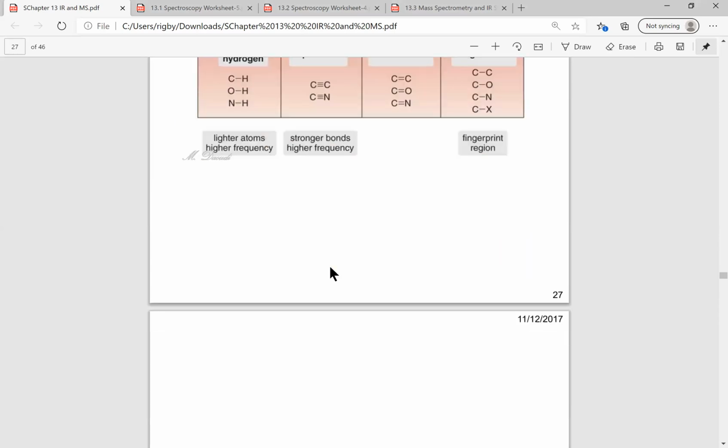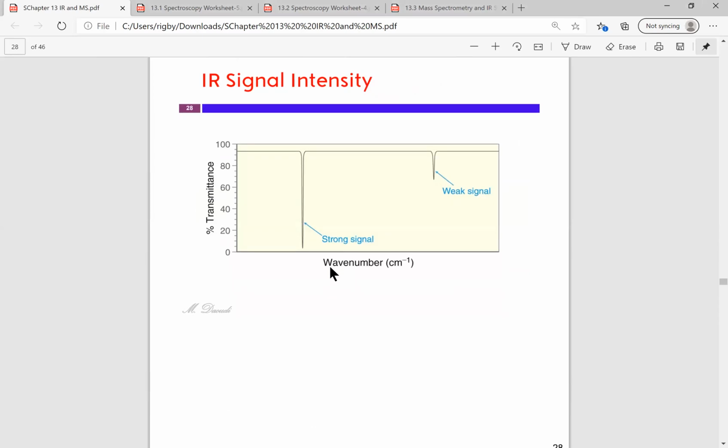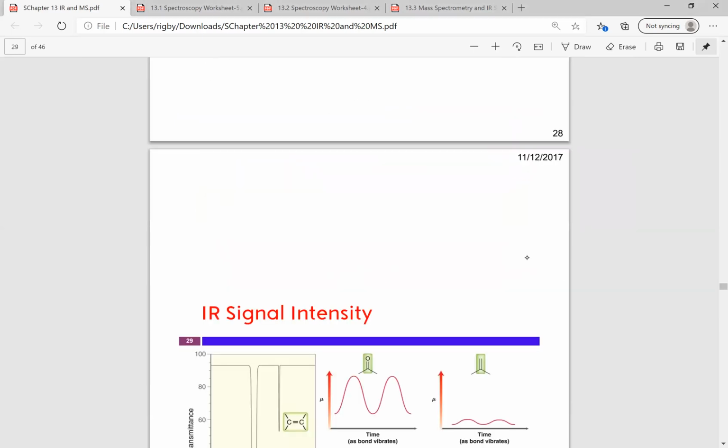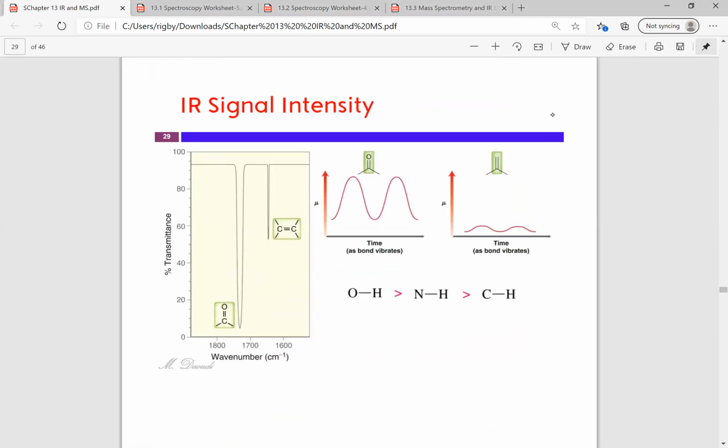Okay? So now let's talk about IR signal intensity. The intensity is basically how far down the signal goes. And the stronger signals are going to be associated with more polar bonds. So we can see here in a C double bond O bond, it's very polar, so it's going to stretch very far down. Whereas in a C double bond C bond, there's almost no poles because they're exactly the same. So the intensity is going to be much less when compared with that C double bond O. And we can see here with the OH, the NH, and the CH, the same concept applies. The OH is going to have the most intense signal, followed by the NH, followed by the CH.